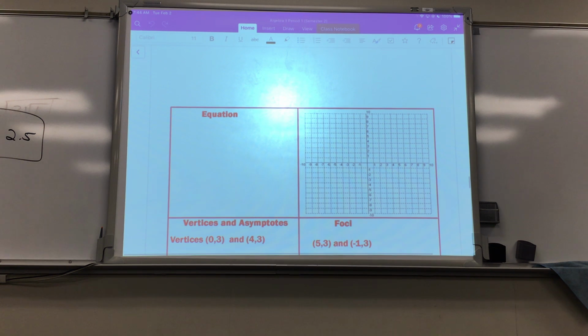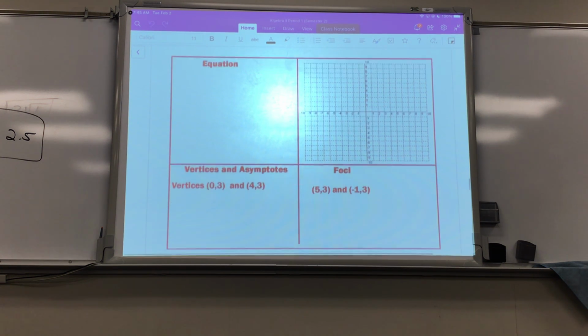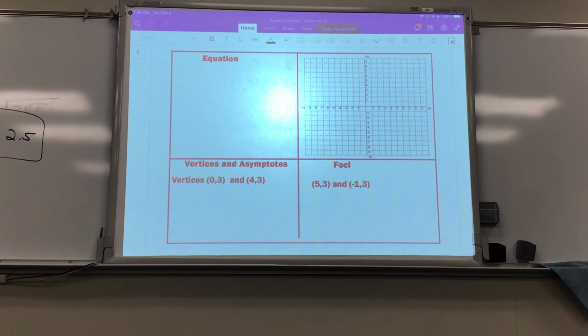Alright, so yesterday we graphed hyperbolas, right? Now today I'm going to give you the vertices, possibly the asymptotes, the foci. I'm going to give you two of the things, and then we have to come up with the equation. Just like those other three conics, we always plotted what we knew. In this case we have vertices at (0, 3) and (4, 3). Let's plot those points.